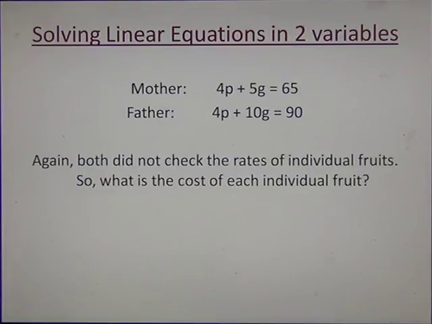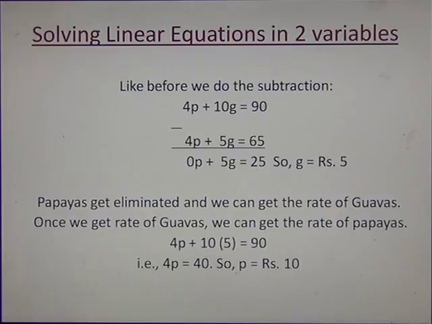So the equation for mother would be 4 papayas and 5 guavas for 65 and father would be 4 papayas and 10 guavas for 90. Again, we don't know the rates of individual fruits and we need to find those rates. So like before, we again do the subtraction. So 4 papayas would cancel out. We will get 5 guavas is equal to 25 rupees. So we get the rate of 1 guava. So here if you see, papayas would get eliminated. Once we have the rate of guavas, we can get the rate of papayas.